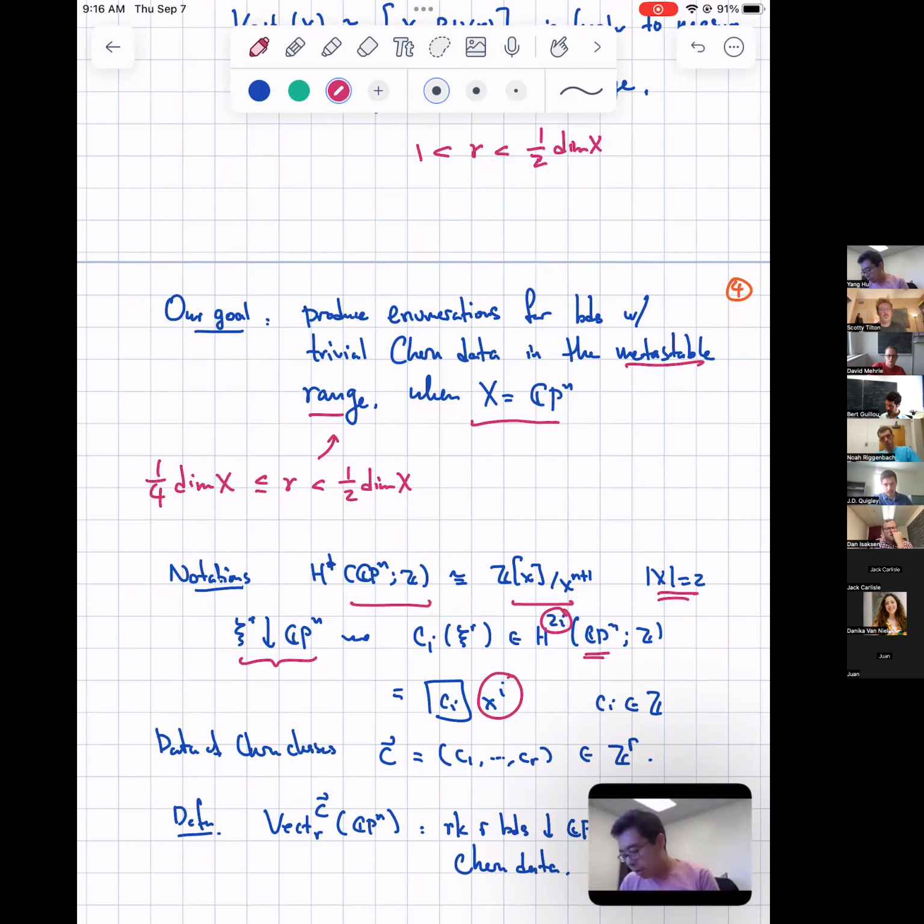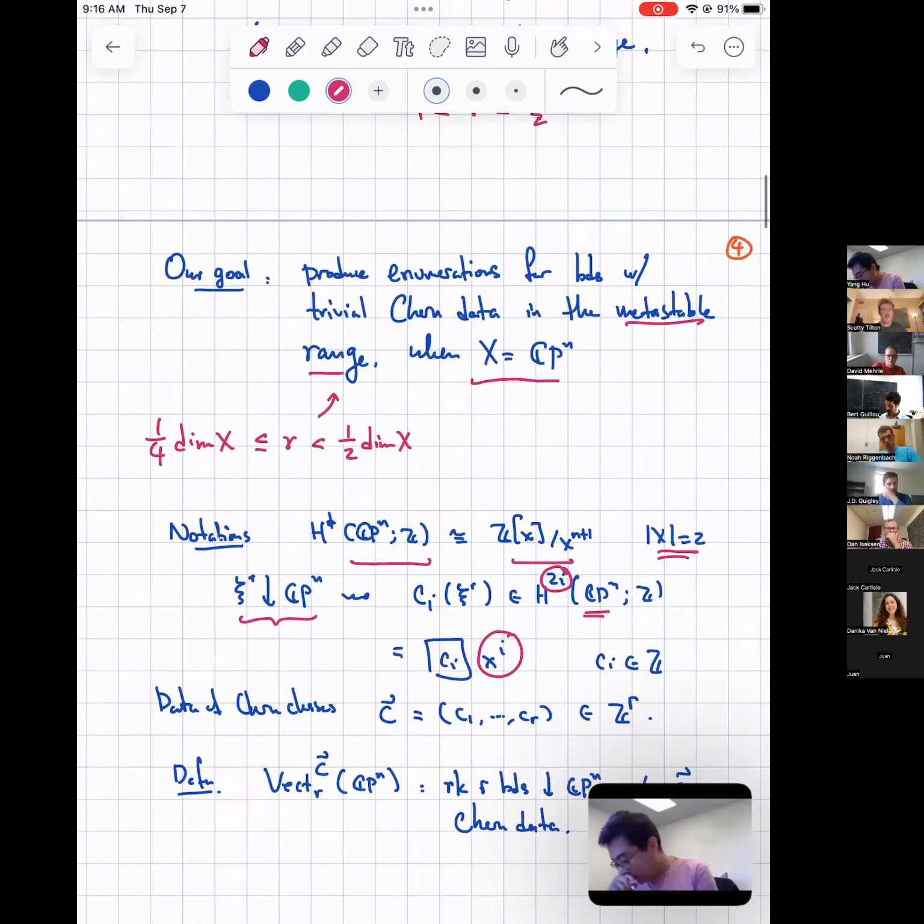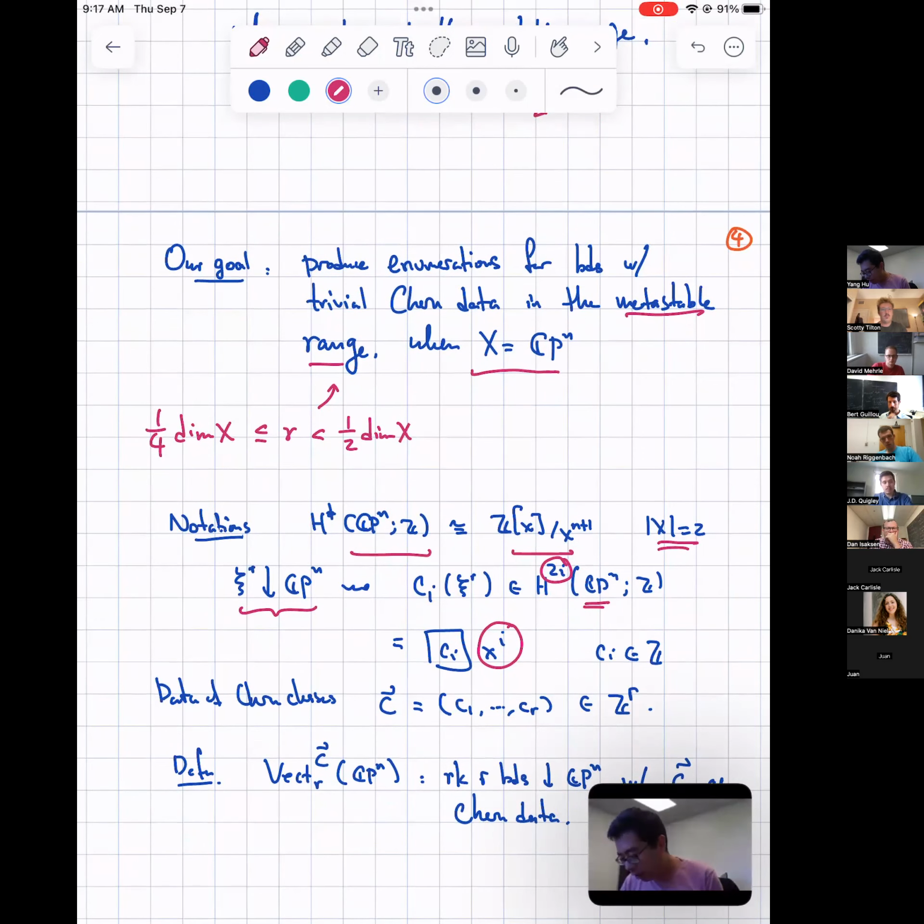So to encode this data of Chern classes, all I need is to remember this integer coefficient, right? So we're going to say that this rank R bundle has first Chern class c_1, second Chern class c_2, and so on until the R-th Chern class c_R, and all of them are just integers. Okay, so I'm going to write this vector c for the data of Chern classes for a rank R bundle over CP^N.